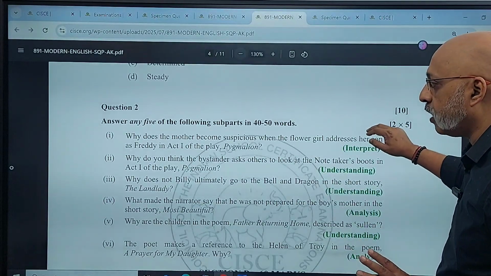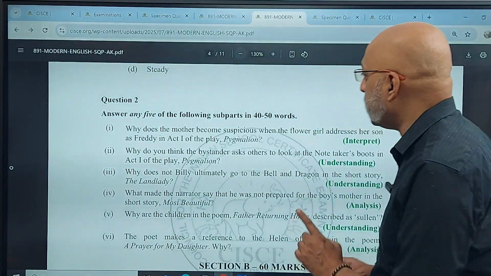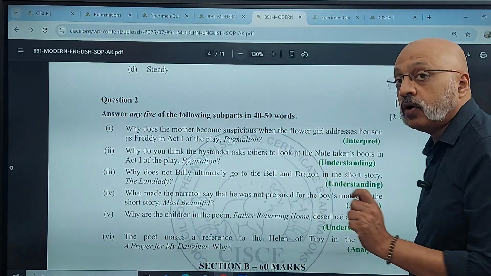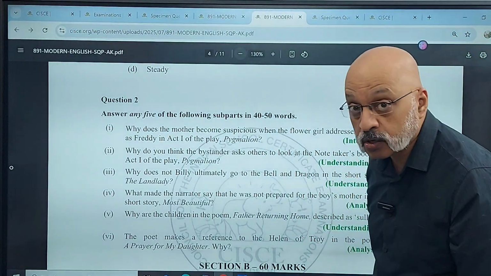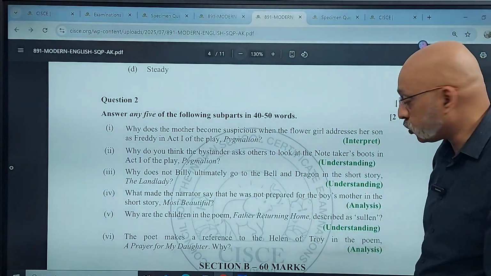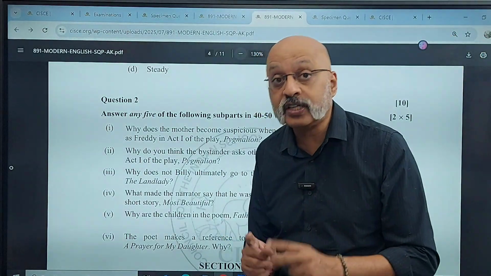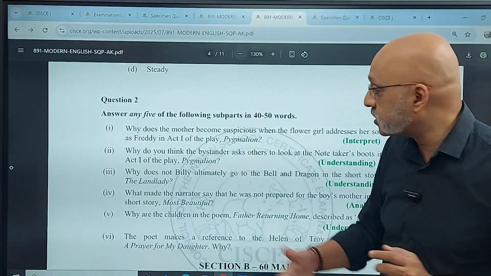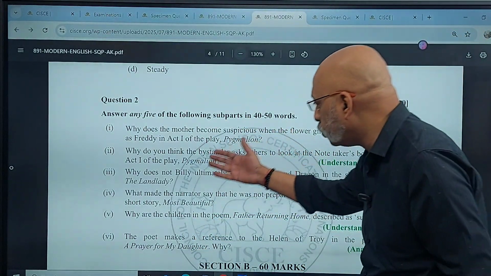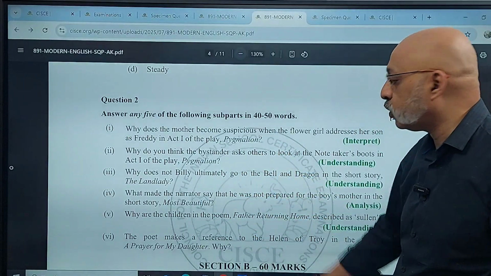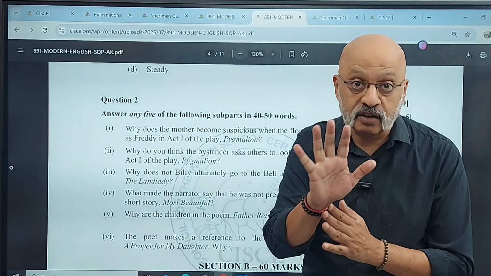Now, this is the interesting part because this is something which you did not have in class 10. What you have is there are 40 to 50 word questions which you have to answer, which are interpretation based questions, which are understanding based questions, which are analysis based questions. So you need to answer this in 40 to 50 words. Each answer carries 2 marks. You have 6 questions, of which you have to answer 5 of them. Again, 2 from Pygmalion, 2 from perspectives, and 2 from reflection. So that is how these 6 questions, of which you have to answer 5, are there.